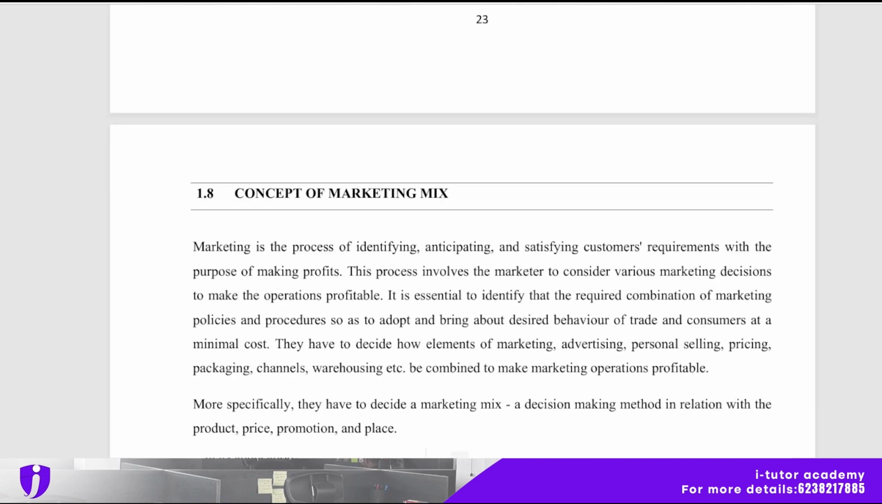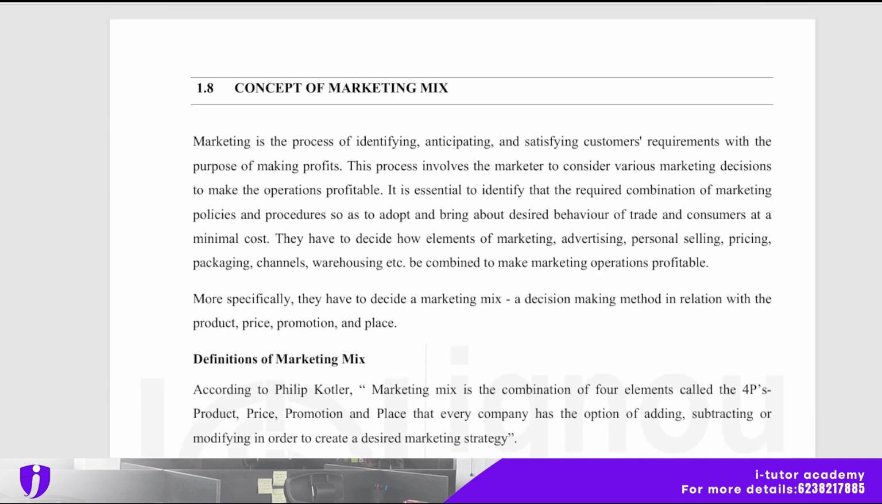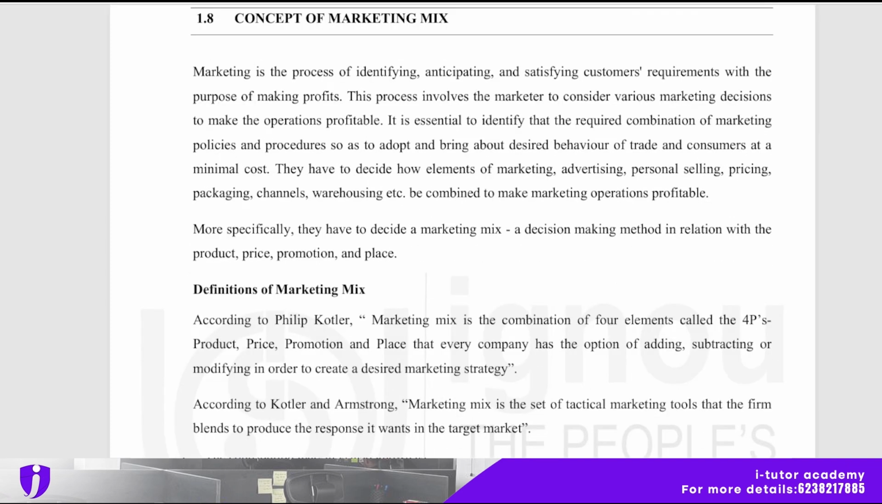And the next one is the concept of marketing mix. Marketing is the process of identifying, anticipating, and satisfying customers' requirements with the purpose of making profit. This process involves marketers considering various marketing decisions to make the operation profitable. It is essential to identify the required combination of marketing policies and procedures so as to bring about the desired behavior of trade and consumers at a minimal cost. They have to decide how elements of marketing, advertising, personal selling, pricing, packaging, channel, warehousing, etc. be combined to make marketing operations profitable.